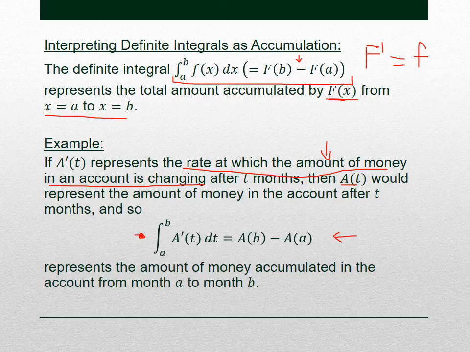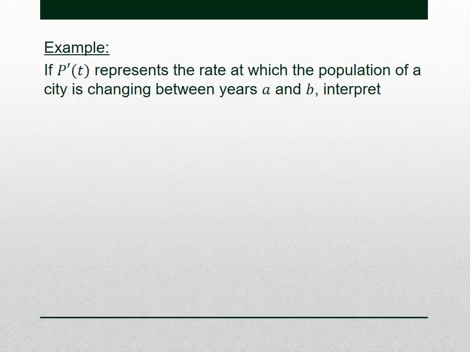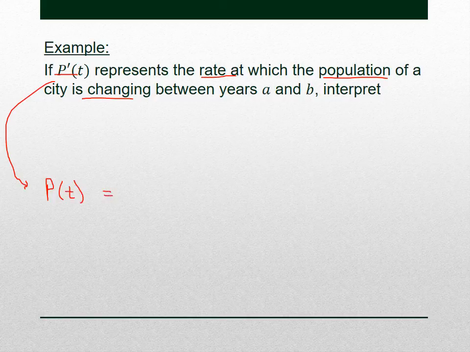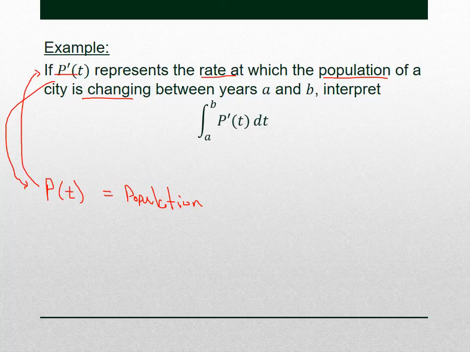Let's look at another example of that. It says if P prime represents the rate at which a population is changing, so P prime is the rate at which the population is changing, then that tells you that P, the antiderivative, is going to be the actual population. If P prime is the rate at which the population is changing, then P is the population, and the rate at which it is changing, if you took the derivative, would be P prime.